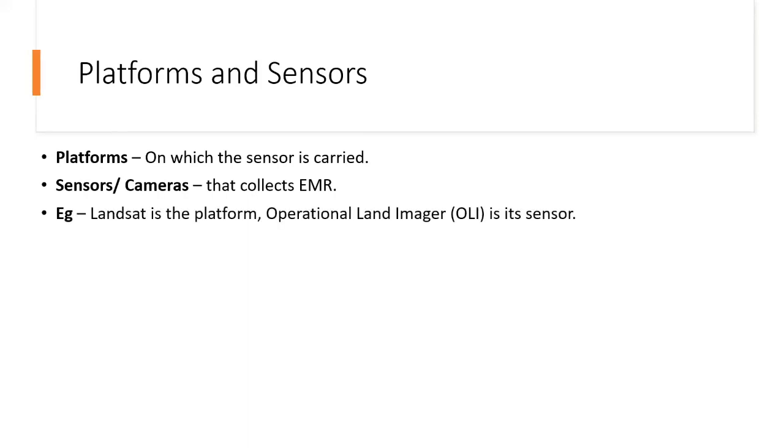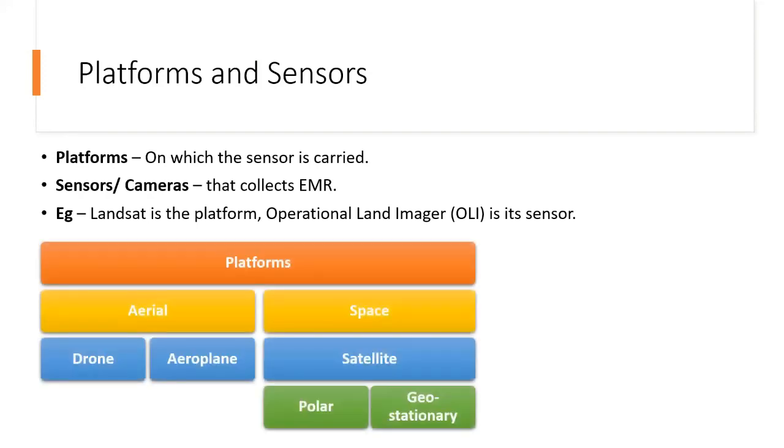Another example is Landsat, which is a NASA satellite, and OLI is its sensor, which is taking the images. So this is what we mean by platforms and sensors. Platforms are divided into two types based on where the image has been taken from. If it is being taken from the air only, at aerial heights, then it is an aerial platform, and it is also of two types, drone and aeroplane.